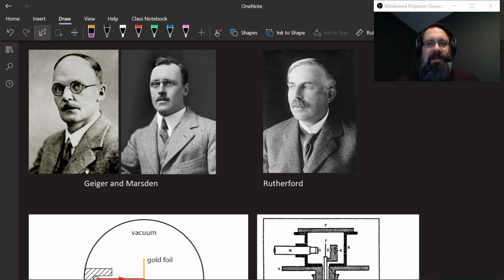They actually performed this experiment for their graduate studies. Their professor was Rutherford. He was their advisor, and Rutherford gave them the idea and said, "Hey, go do this experiment," and then they went off and conducted it. Rutherford is credited with the discovery of the nucleus, but the data was actually painstakingly collected by Geiger and Marsden, which is why I'm giving credit to them here.